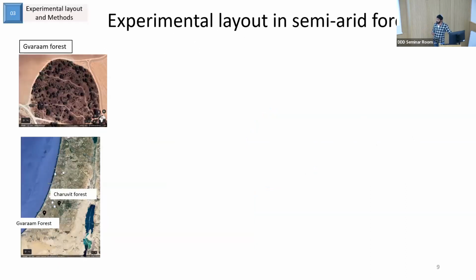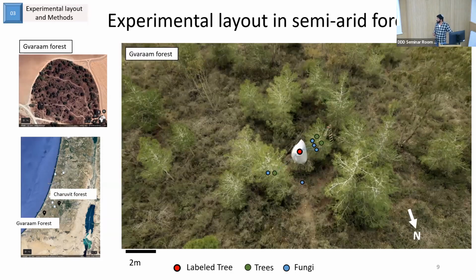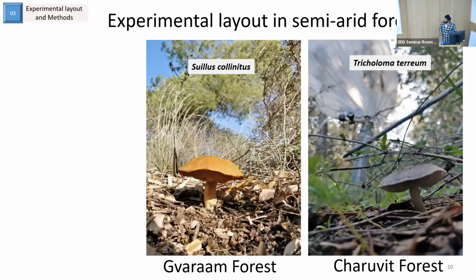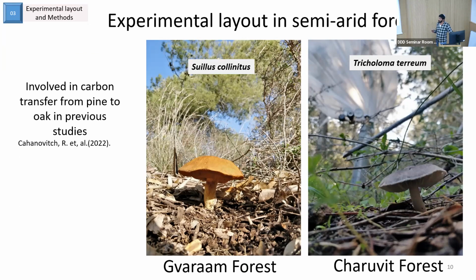So we had two forests, the Charuvit and Varam forest, where we did labeling, again with carbon-13. You see the pine in the middle, we covered it with a plastic sheet, and we gave this tree carbon-13, and then collected leaves, roots, and fungi sporocarps adjacent to this tree. We collected Suillus and Tricholoma fungi species, and we know that these fungi species are known to be involved in carbon transfer from pine to oak.